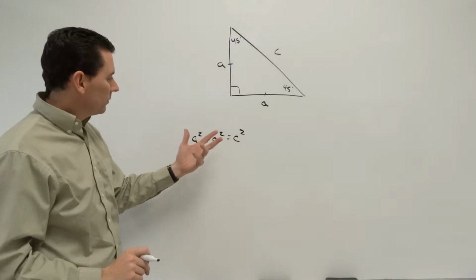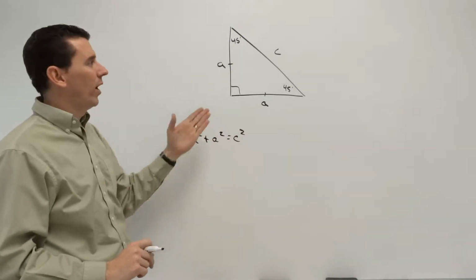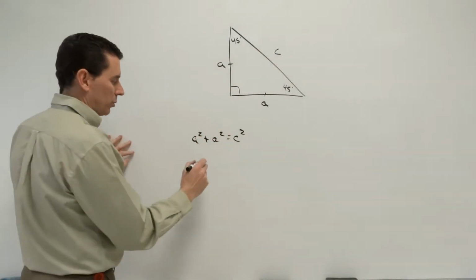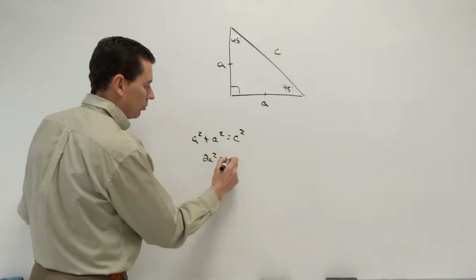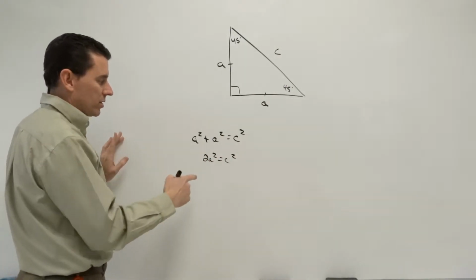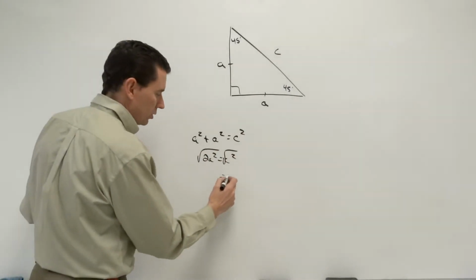But so now when I look at this, if I said, all right, let's solve this for C, so we're going to define the hypotenuse in terms of the legs. Well, if I simplify this expression, I'm going to get 2A squared equals C squared. And if I said solve this now for C, I can take the square root of both sides. Square root of C squared is C.